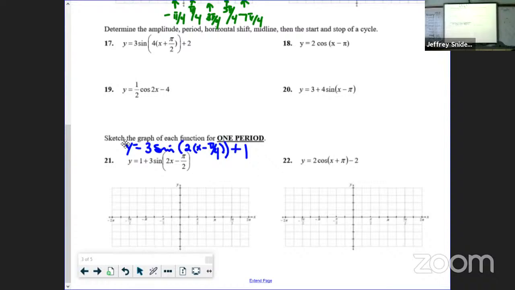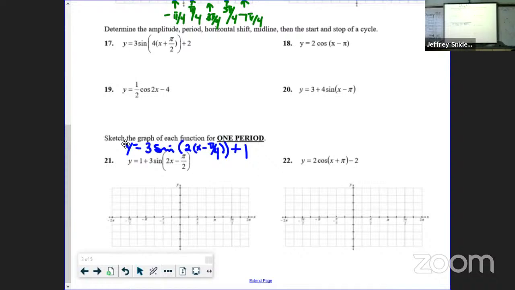So I get the point. The amplitude is right here. Okay, so then what would the minimum be? Here, what's the midline at? 2. So the max would be the midline plus the amplitude, and the minimum would be the midline minus the amplitude.